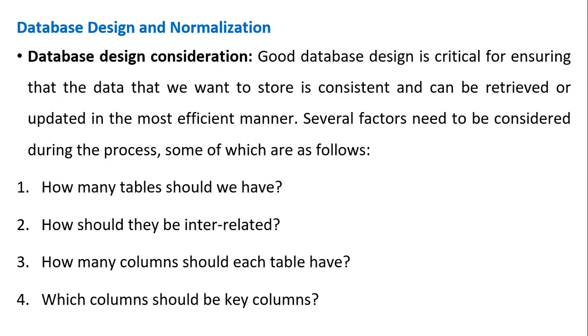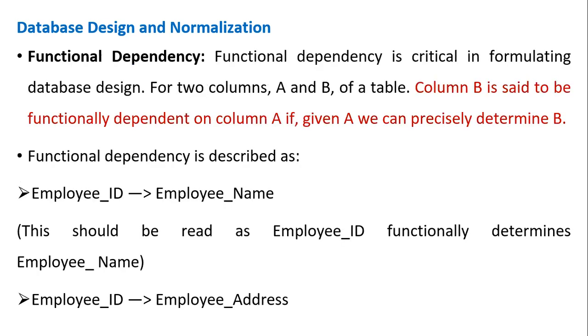Which columns should be the key columns? Now that I have all this, should I consider the name as the primary key? If someone is called John, another John will be employed in the future, another John after 10 years. So is it uniquely identified? No. I will go with the employee ID in this case. So those are design considerations.